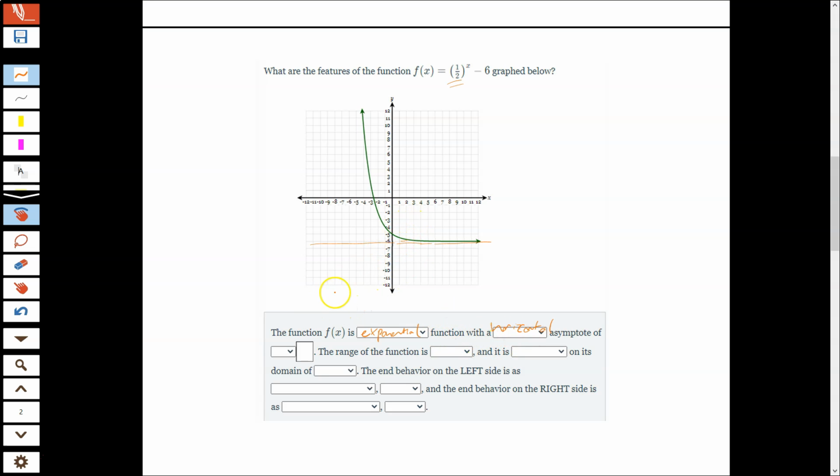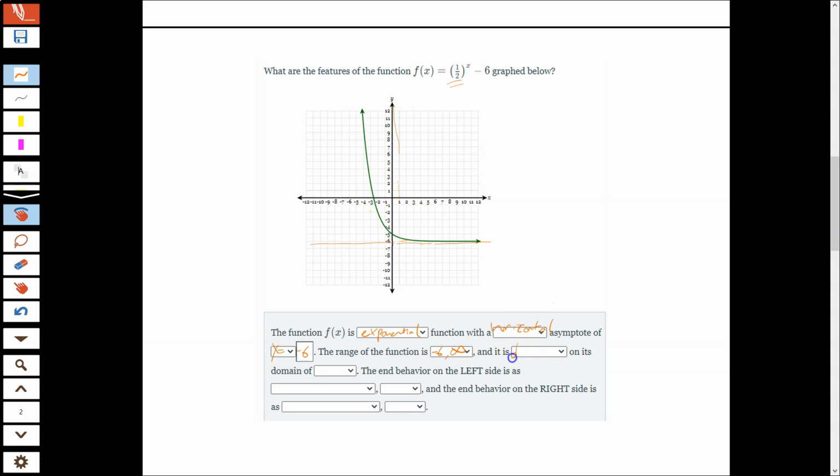The horizontal asymptote, so remember this is going to be a y equals equation now because the line is horizontal, and y equals -6 is that asymptote. Notice that shows up here, which is kind of interesting, right? The range of the function then is going to be from -6 to infinity. So that's the y values that the function takes up.